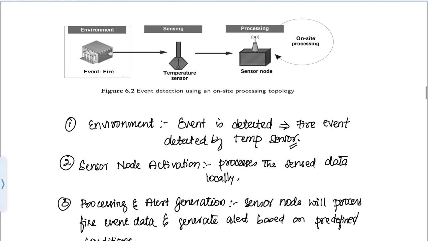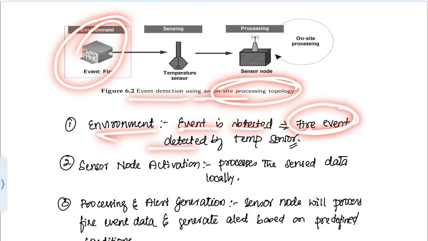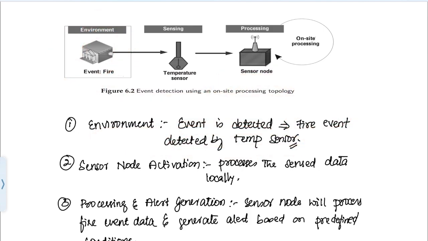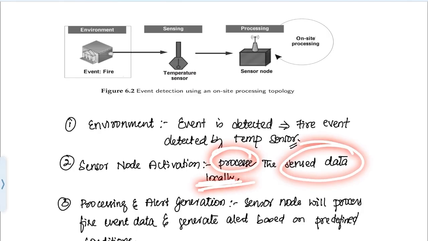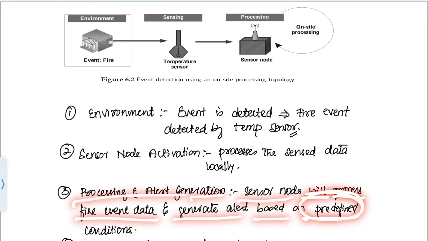Looking at the example here, figure 6.2, event detection using on-site processing topology. Here you see the environment, that is, the event is detected. The event is a fire event, which is detected by the temperature sensor. Then we have sensor node activation. Once the event is detected, the node gets activated to process the sensed data locally. And then we have processing and alert generation. That is, the sensor node will process fire event data and generate an alert based on predefined conditions.